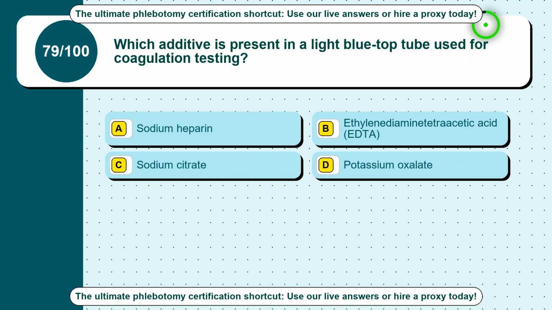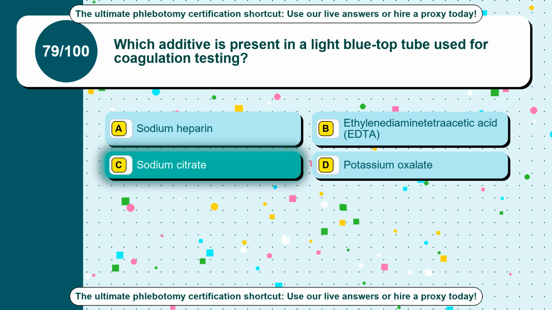Question 79. Which additive is present in a light blue top tube used for coagulation testing? Option A, sodium heparin. Option B, ethylenediamine tetraacetic acid, EDTA. Option C, sodium citrate. Option D, potassium oxalate. The correct answer is option C, sodium citrate.